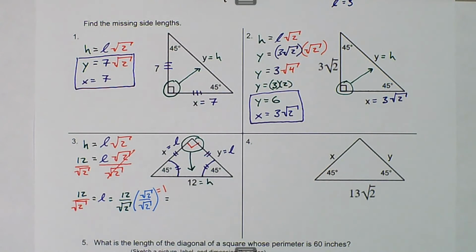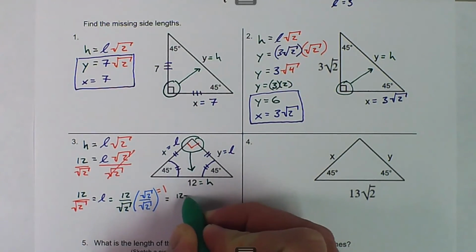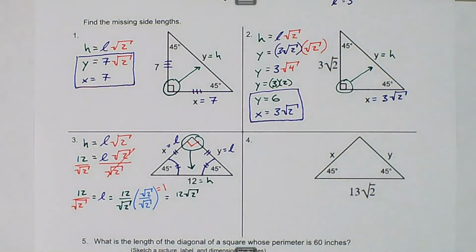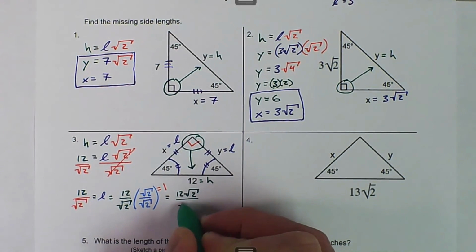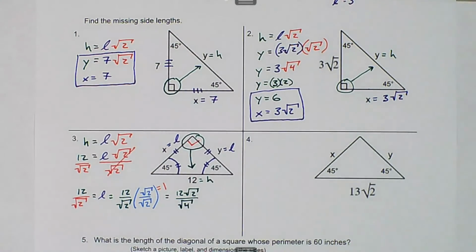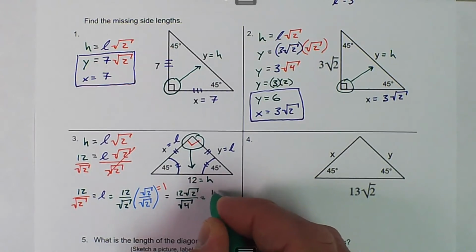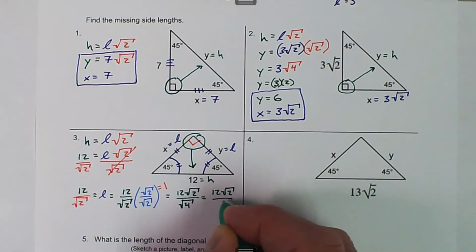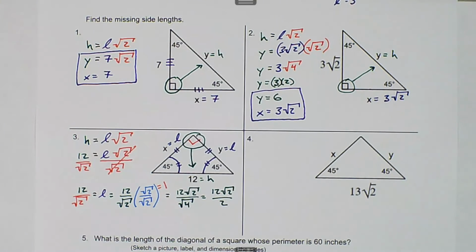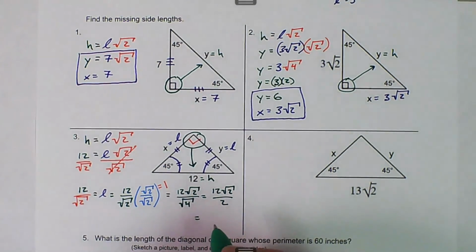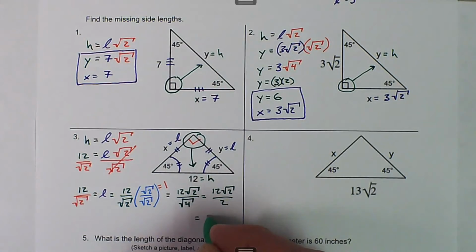that is going to allow us to simplify our denominator. So we get 12 times the square root of 2 is 12 square root of 2. Square root of 2 times the square root of 2 is the square root of 4. But we know what the square root of 4 is. The square root of 4 is 2. So that's going to be 12 times the square root of 2 over 2. Now we know that 12 and 2 are both divisible by 2. So then our final answer in simplified form is 6 square root of 2.